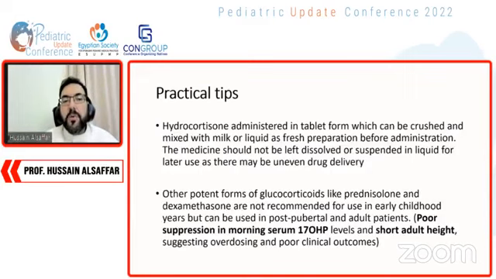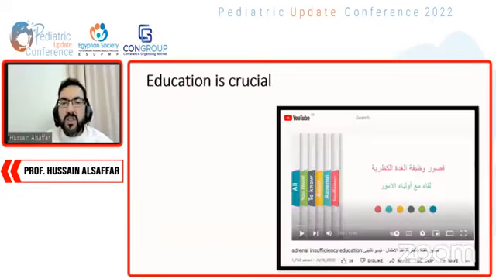Other potent forms of steroids like prednisolone and dexamethasone are not recommended for use in early childhood years for the following reasons. First, they do not give proper suppression of the morning serum 17-hydroxyprogesterone level, and they could affect the growth of the child. And with potent steroids, the patient can easily be overdosed, resulting in cushingoid features.